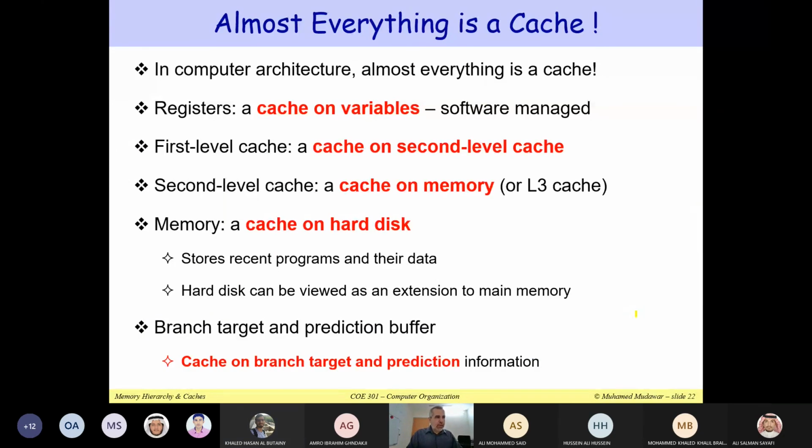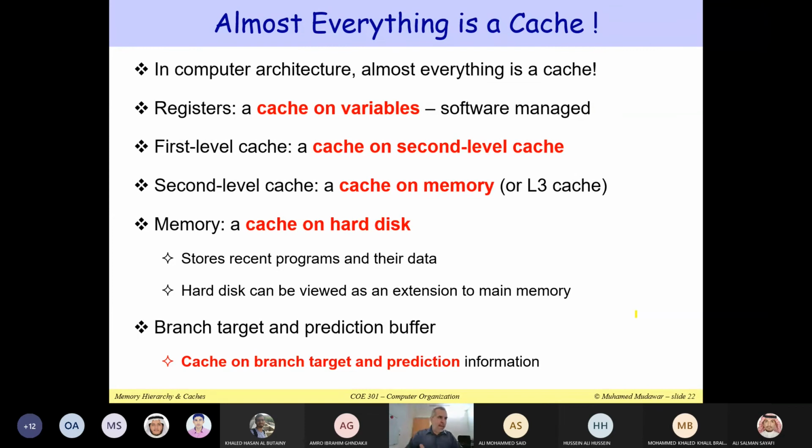Right. Now, if you look today at any modern computer system, you will find there are actually many caches everywhere. Almost everything is like a cache. For example, when you look at registers, you can think about registers as like a small cache for simple variables. But this is managed by the software because you can actually load and store. You can load into registers, you can store registers. So you can place some variables that are really frequently used in the program. This is all under the control of the programmer. So you can think about registers like a small cache for variables. Think about the first level cache as a cache on the second level cache.